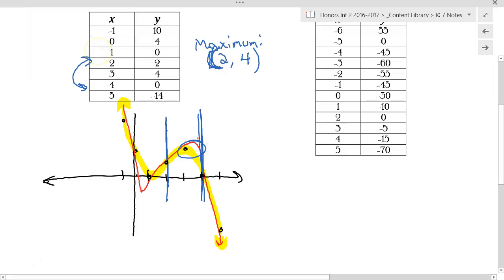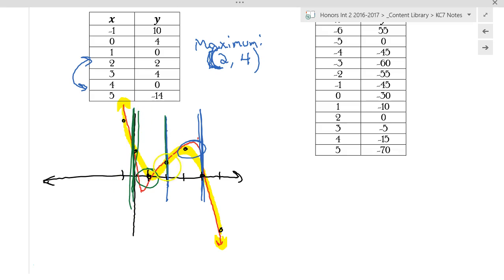Same thing for my minimum. My minimum looks to be about here. This is 1, 0. But again, I don't know if it's exactly there, but I know it's going to occur between this and here. So it's going to occur between 0, the x value, and the value behind it. And that's it. So for these tables, again, you can't be exact. You just have to give an approximate interval for where your maximum and minimum are.